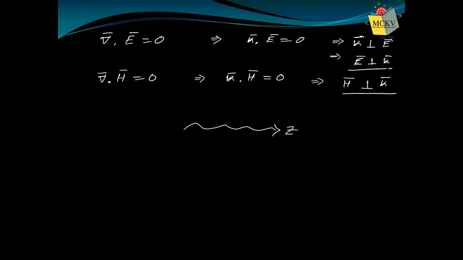Right. Then we can say that electric field is perpendicular to magnetic field. How can I say? Now I'm giving you an example. Suppose through this plane a wave is coming towards me. Wave is coming towards me.